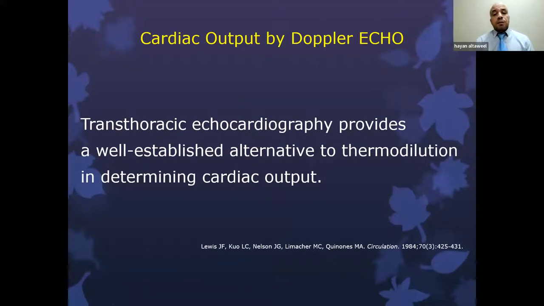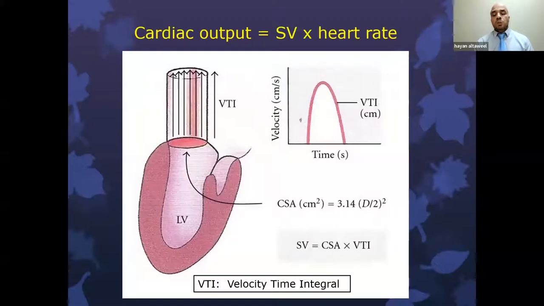Is there any way to assess the cardiac function? The answer is yes. There are many ways, but we will speak about another simple way to measure the cardiac output and to assess the left ventricle function through transthoracic echocardiography, which is an alternative to thermodilution in determining cardiac output. How will we do it?